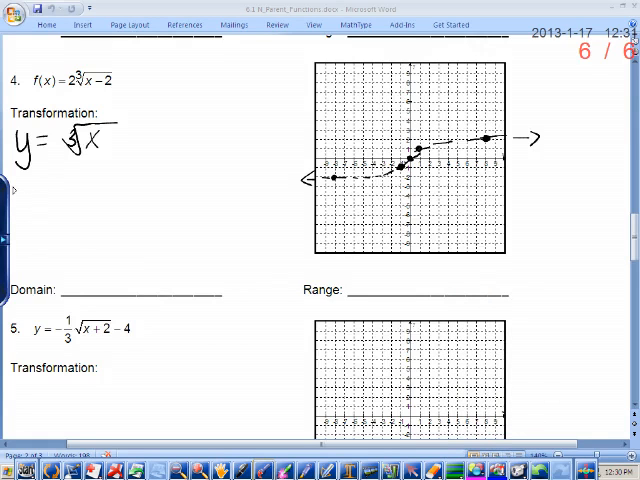Okay, what are our transformations? Okay, a vertical stretch by 2. What does that tell us to do? Yeah, take 2 times each y value. Okay, then what?